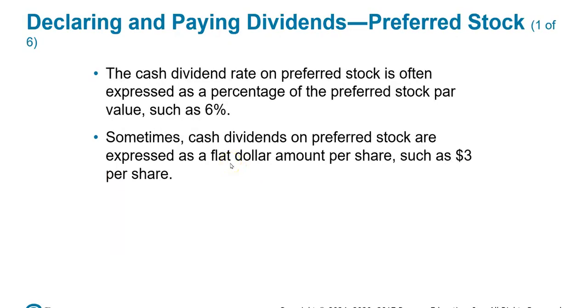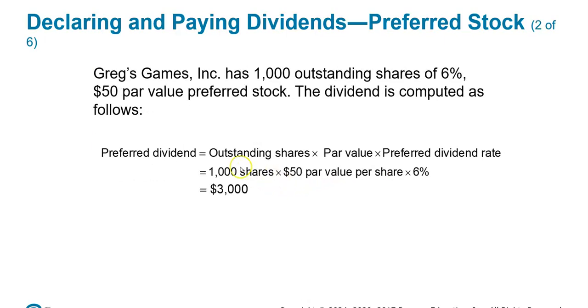Cash dividend rate on preferred stock is often expressed as a percentage of the preferred stock par value, such as 6%. Sometimes cash dividends on preferred stock are expressed as a flat dollar amount per share, such as $3 per share. So it's given to you at that point. You wouldn't have to calculate it. Again, preferred stock gets dividends before common stock. It's more like a loan than it is an equity, but it's still an equity form.